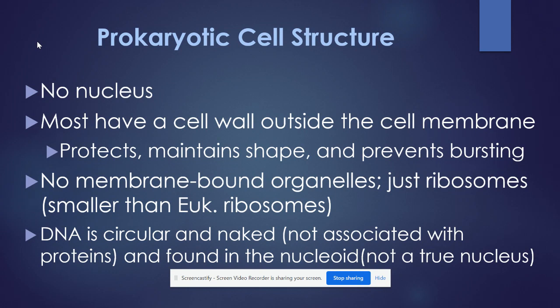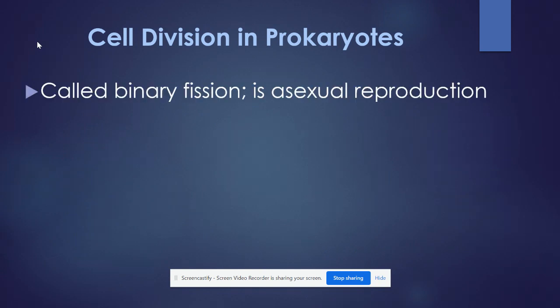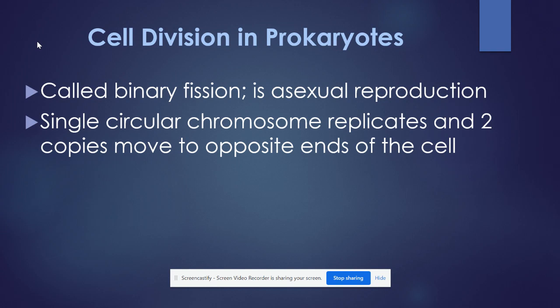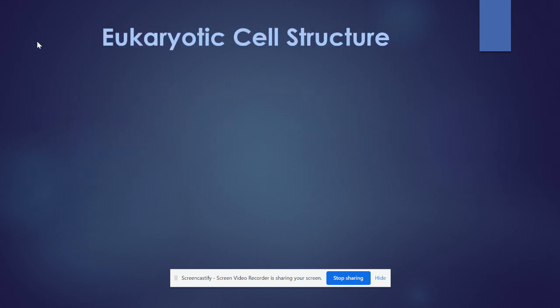Now, the nucleoid is not a real nucleus. It's just where the DNA is. It's not compartmentalized or anything like that. Cell division in prokaryotes is called binary fission. It is asexual. The daughter cells are genetically identical. First, this chromosome replicates and moves to the opposite end of the cell, and you get two daughters that are identical.